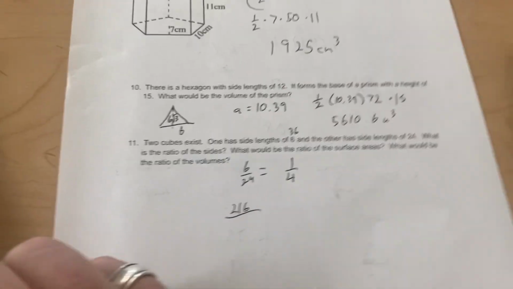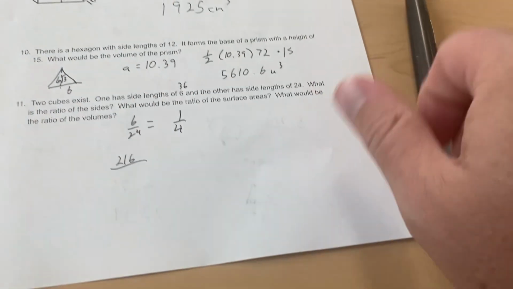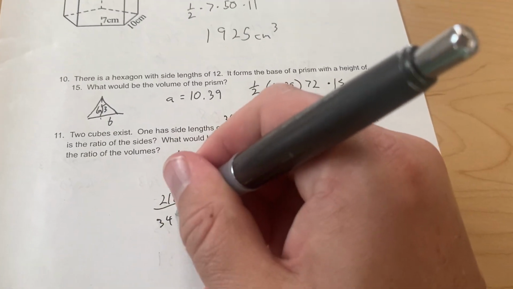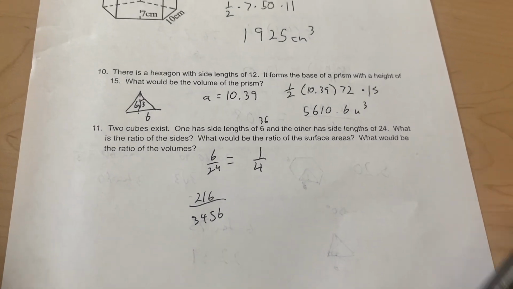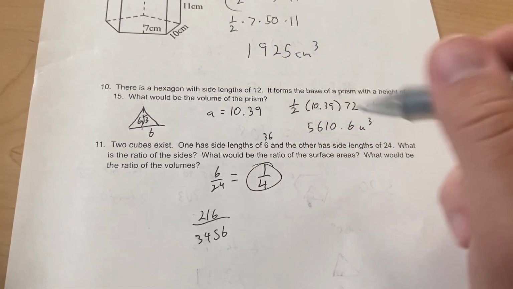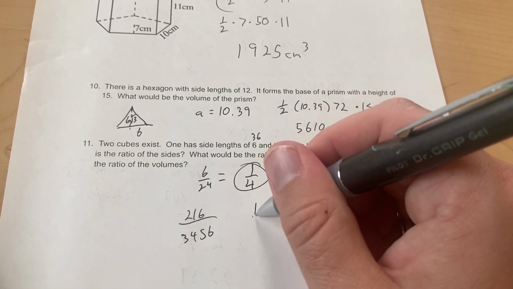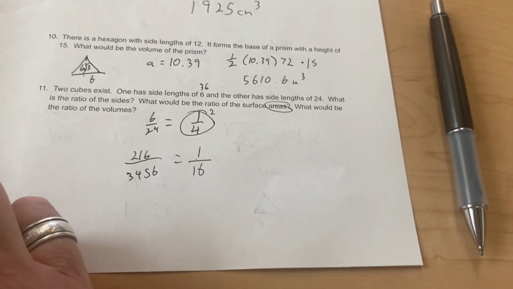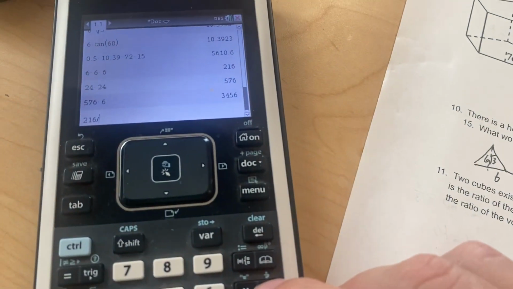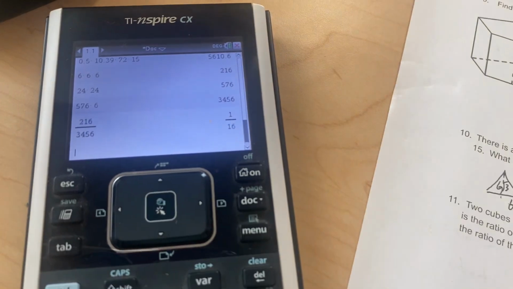So that should be 216 for the surface area. And then on this one, we have 24 times 24. That gives us 576. We multiply that by 6, so we have 3,456. Now, we could try to reduce this fraction, but you really don't have to, because we just need to take this one and square it to get a ratio of areas. So 1 squared is 1, 4 squared is 16. If we try that out, 216 divided by 3,456, it should reduce down to 1/16. So we don't even have to work too hard there.